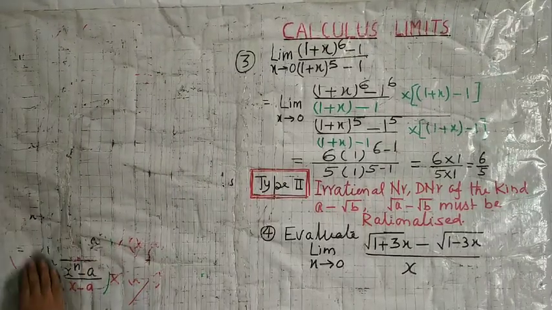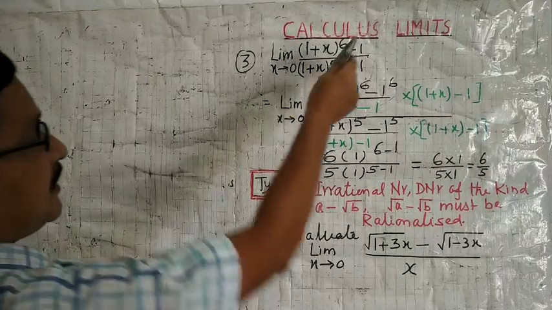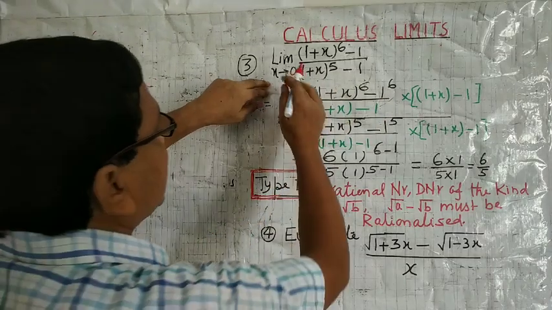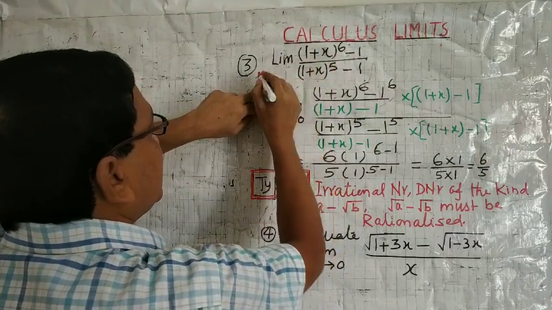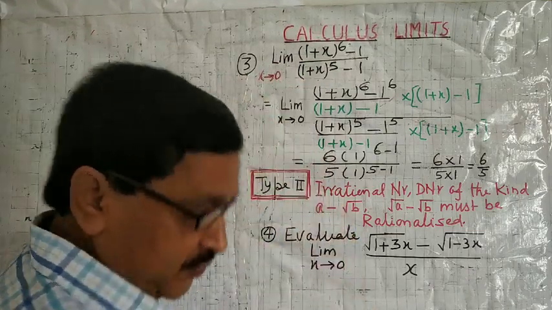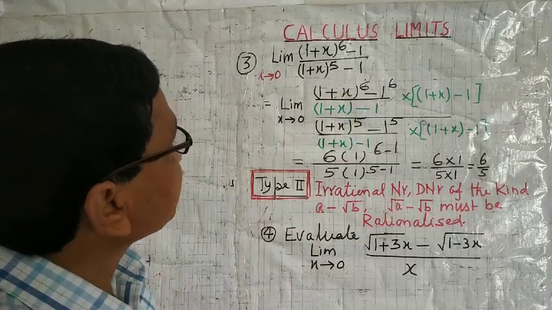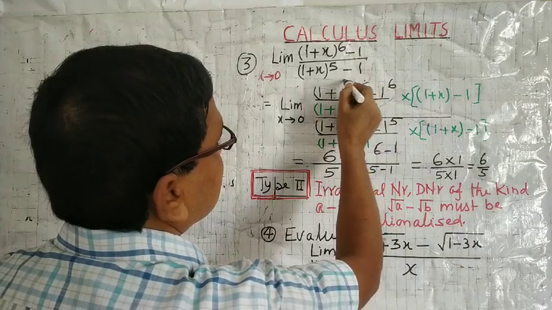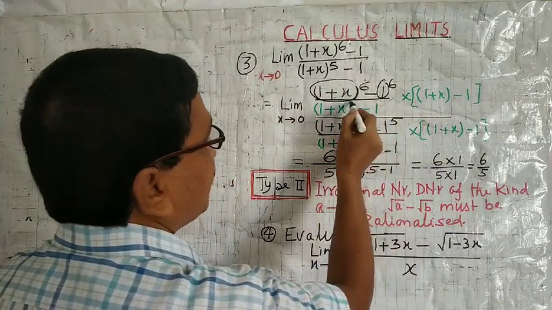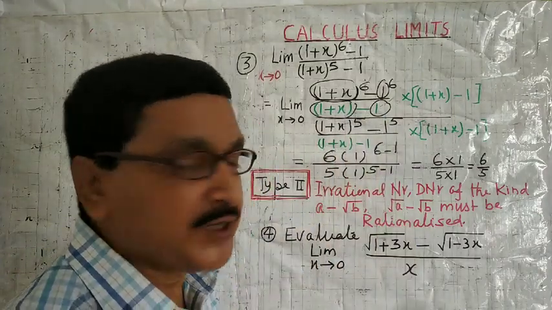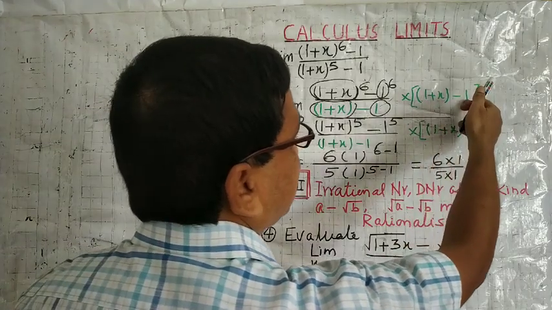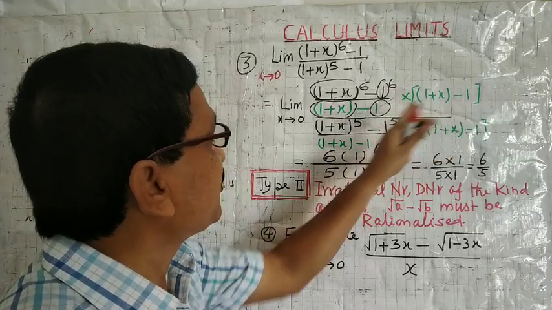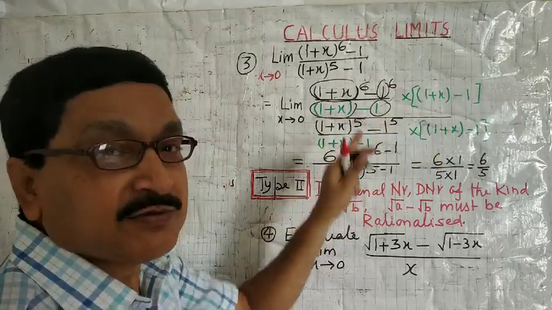The next problem is available on the board. Just see this: limit of ((1+x)^6 - 1)/((1+x)^5 - 1), x tends to 0. If 1+x and 1 are in the numerator, then 1+x and 1 must be in the denominator. While writing this, you must multiply by this extra. If the extra denominator you have written, the extra must be multiplied so that there is no effect. Then this will be cancelled.